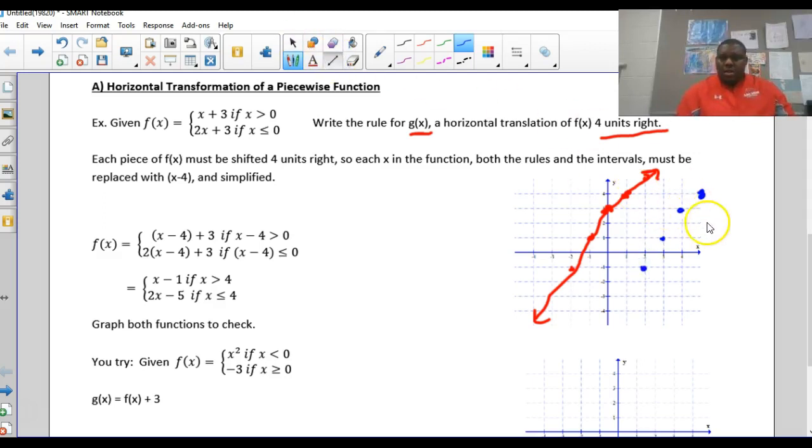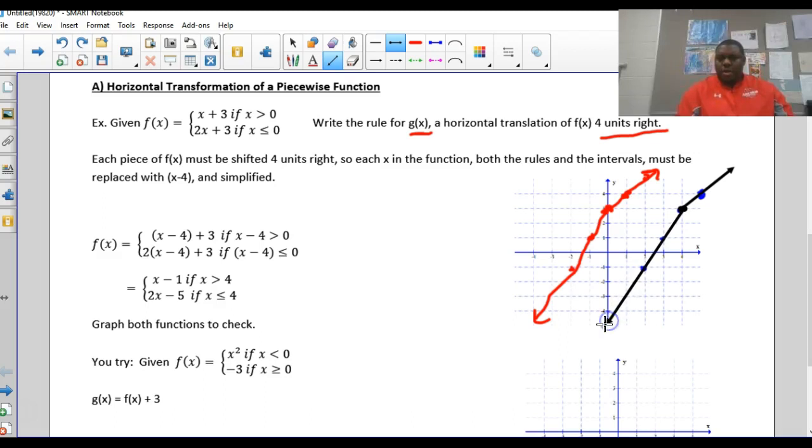Hold on one second. Let me try this one more time. The program is on the fritz today for some reason. So you have this right here. There's the new graph, moved to the right 4.